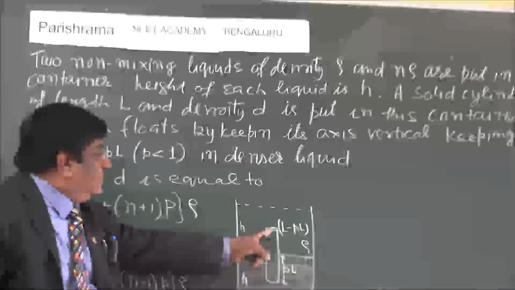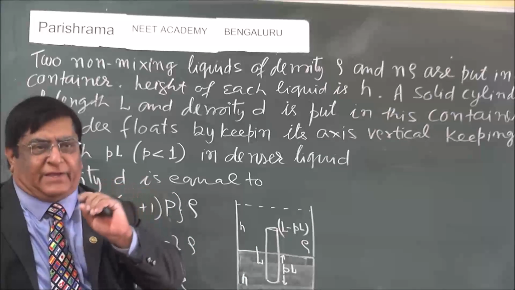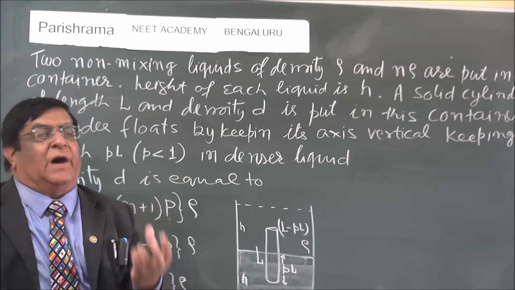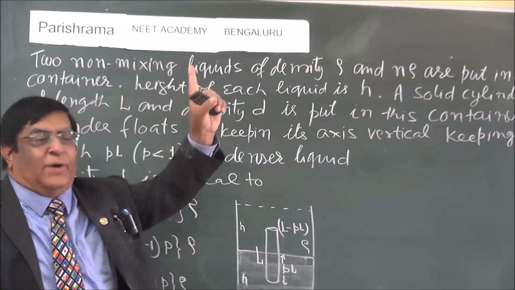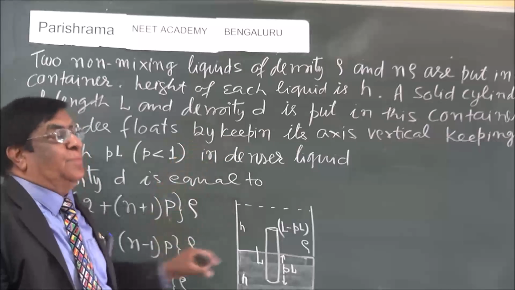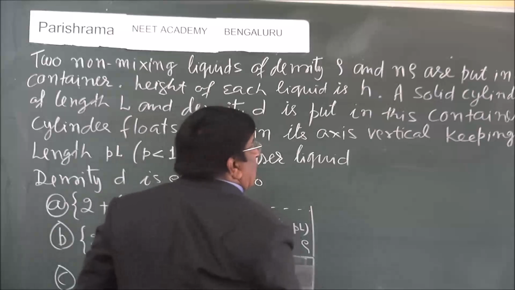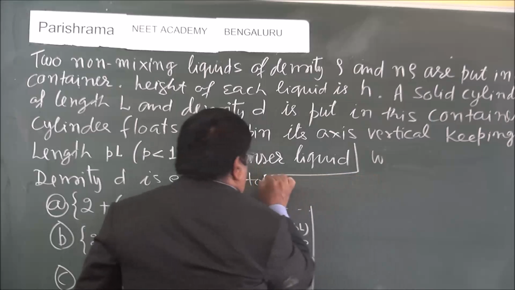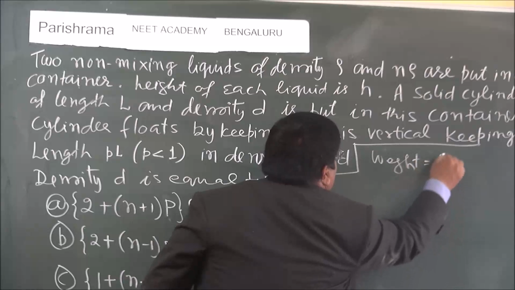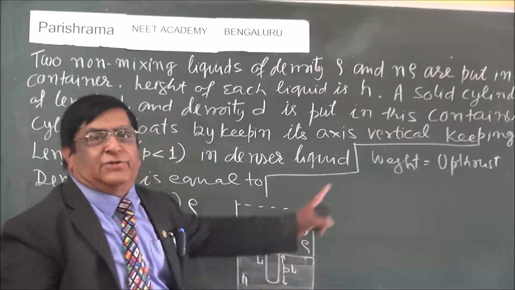So this cylinder is in equilibrium. That means floating equilibrium gives us one equation. The weight of the body acting downward is equal to the upthrust made by the liquid upward. That is the equation. And in that equation, our quantities should be there. Then only this equation will work for us. So first we write the equation. What is that? Weight is equal to upthrust.